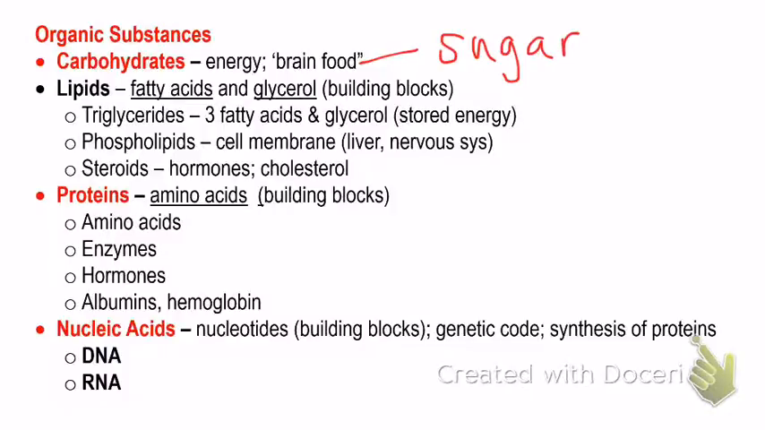Energy. Examples would be anything sweet, but also bread, potato. Those are carbohydrates. Your body breaks down glucose, and then it stores glucose in a complex carb called glycogen. So maybe write that in as an example.